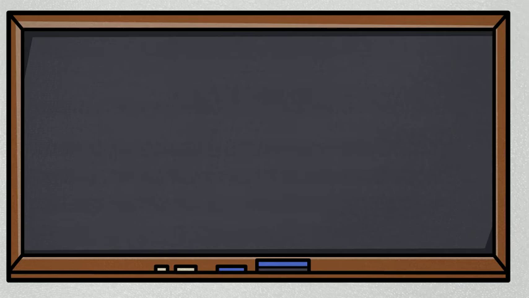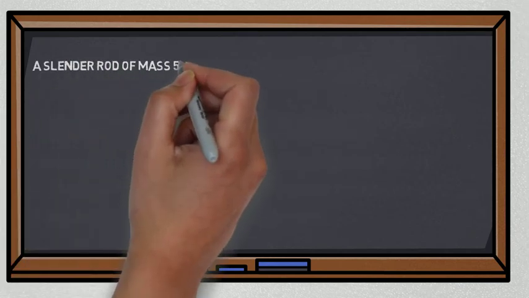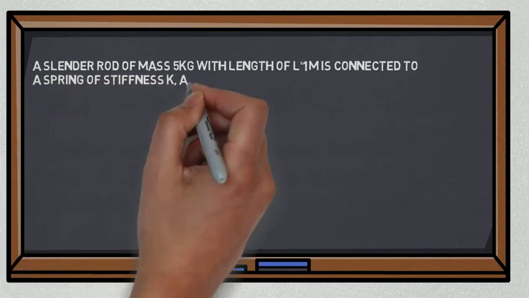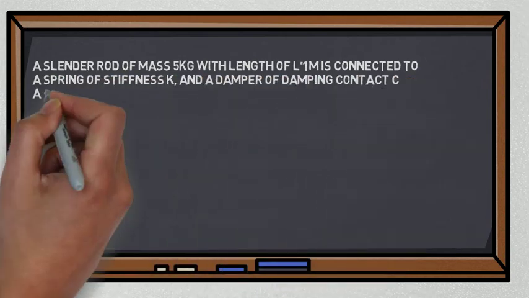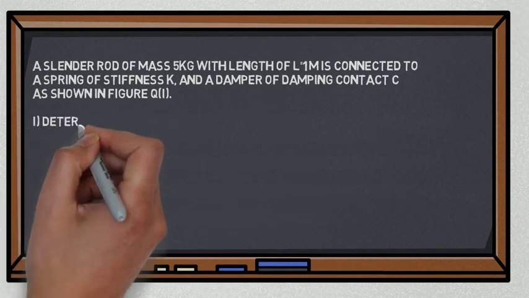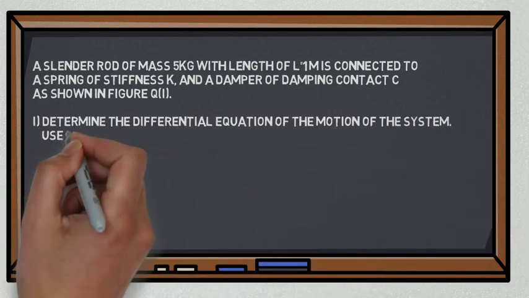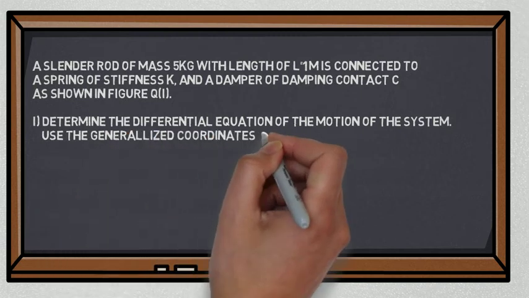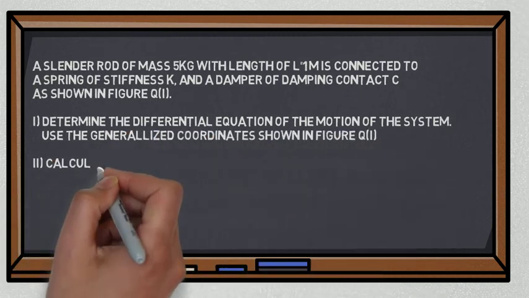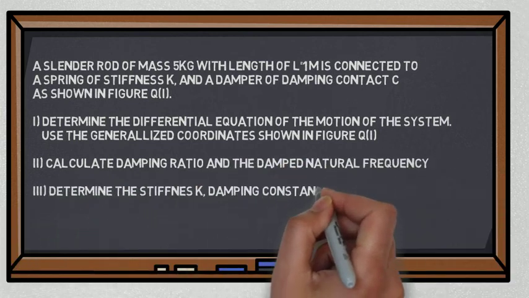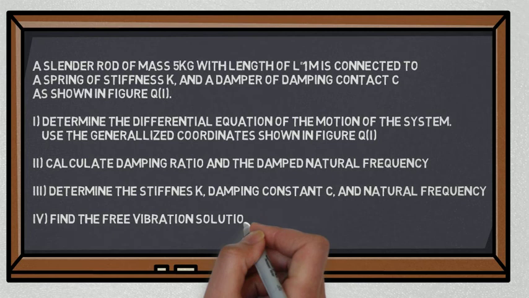Now, let's see another example. In this question, it asks you to determine the differential equation of motion by using the generalized coordinate, to calculate damping ratio, damped natural frequency, stiffness, damping constant, natural frequency and free vibration solution.